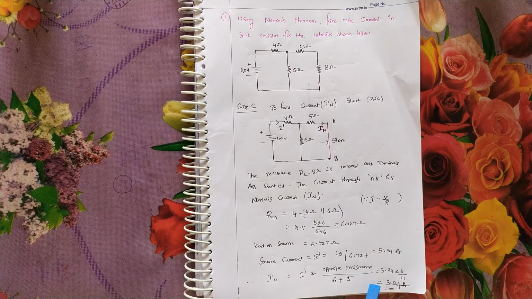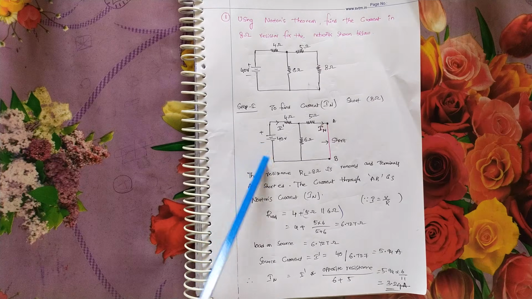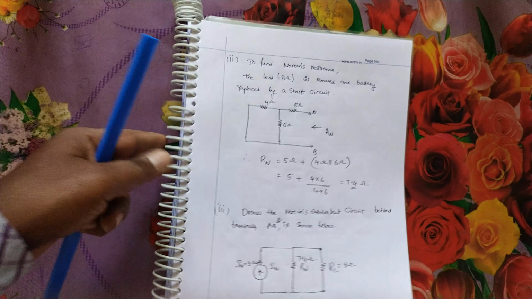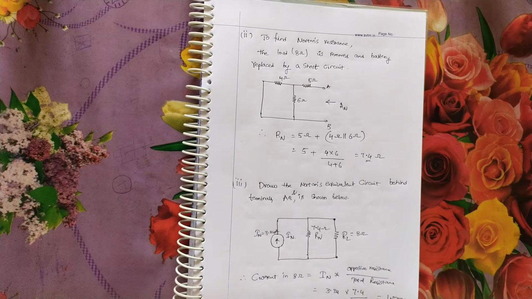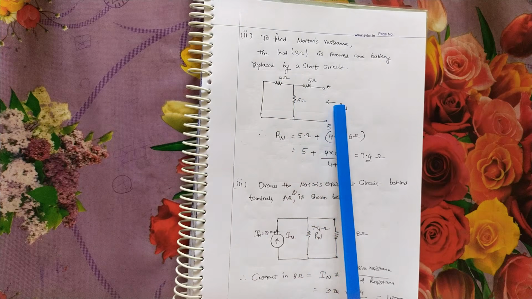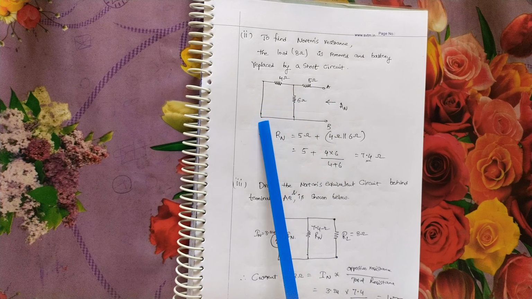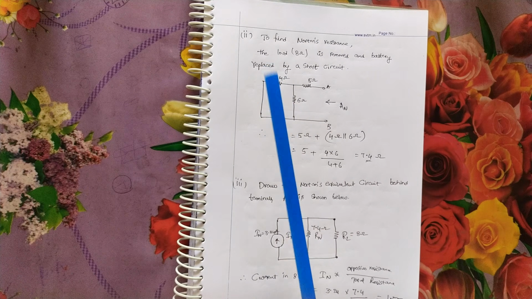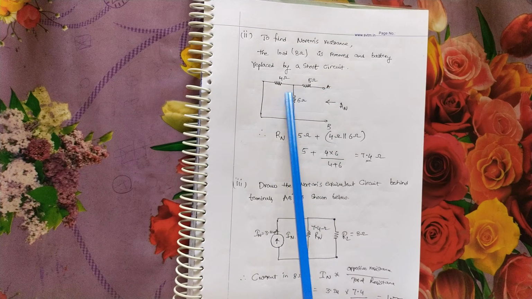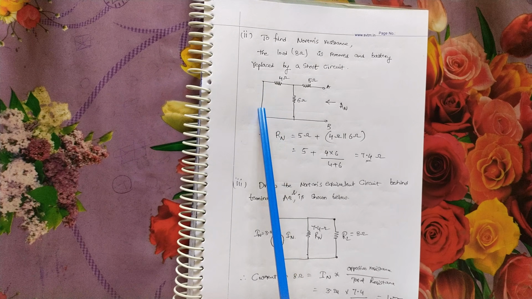This is Norton's current, and now we have to calculate Norton's resistance. Just as we calculated Thevenin's resistance, Norton's resistance also we have to calculate by short circuiting the voltage source. Now to find Norton's resistance, the load 8 ohm is removed and the battery replaced by a short circuit. The voltage source will be short circuited. If a battery or voltage source has internal resistance, we have to represent it. Since no internal resistance is given, we simply short it.